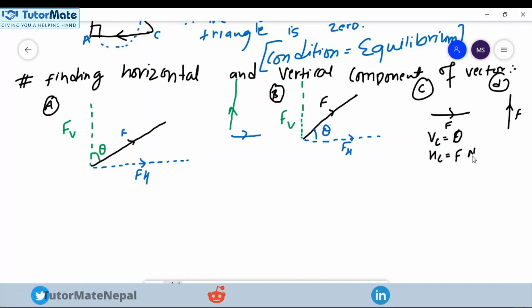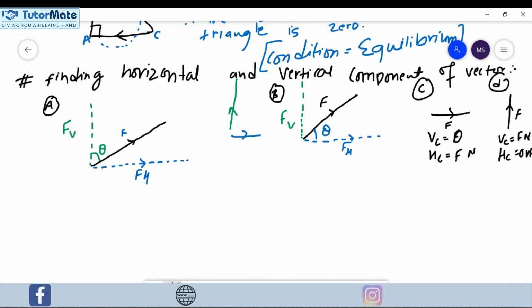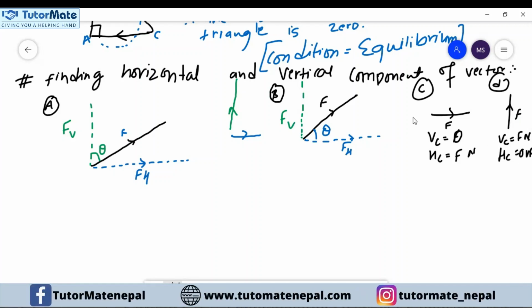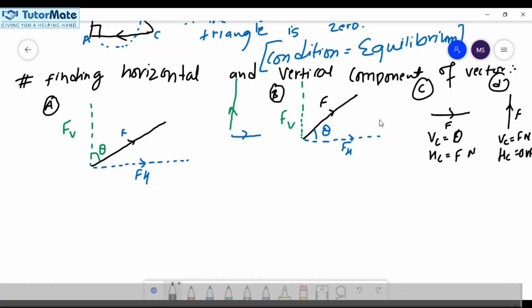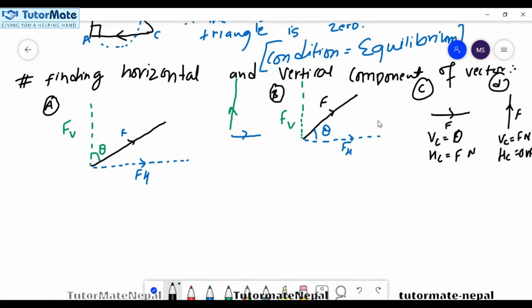So why is it 0 in C? The vertical component is 0 because the object is not moving vertically. It's so simple, isn't it? Similarly in D, now we can guess that the vertical component of the force is F Newton, whereas the horizontal component of the force is 0. Why? Because the object is not moving horizontally. Simple as that. But in A and B, we cannot say that this is 0 because the object is moving in both directions, right?